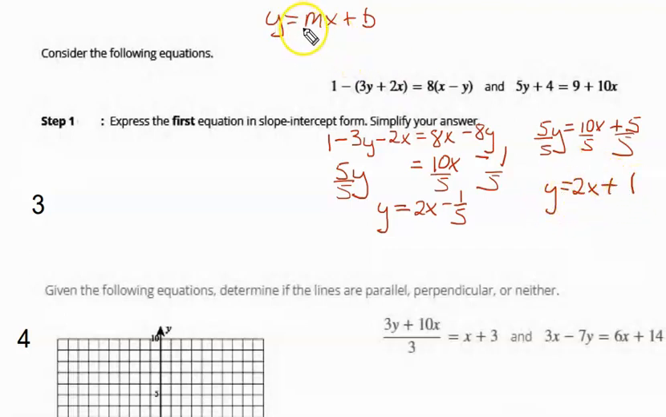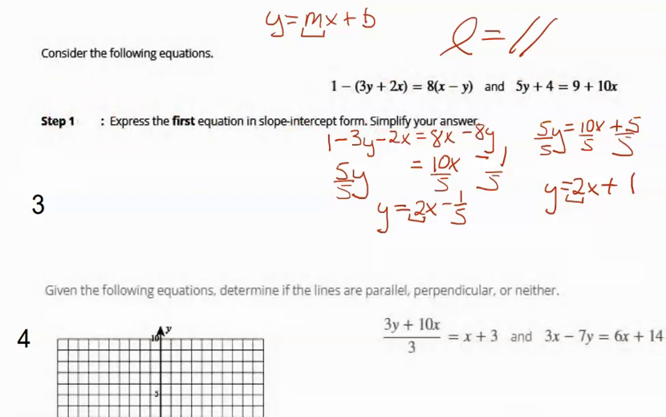So again, we inspect our slopes. This line is 2. This line is 2. Our slopes are the same. So again, it's kind of confusing, lots of work. We find that these equations are actually parallel lines, and that's what they may be asking you for as part of the next step.